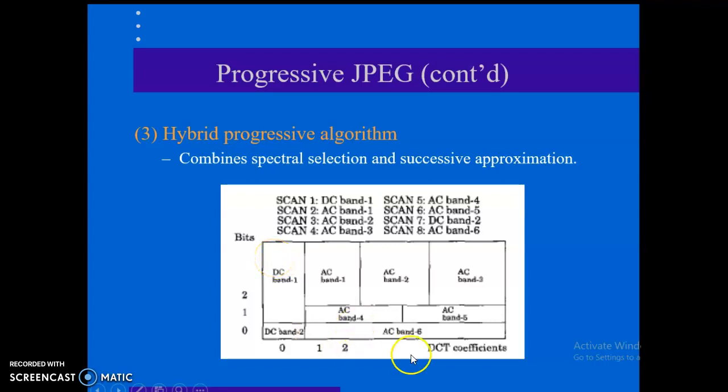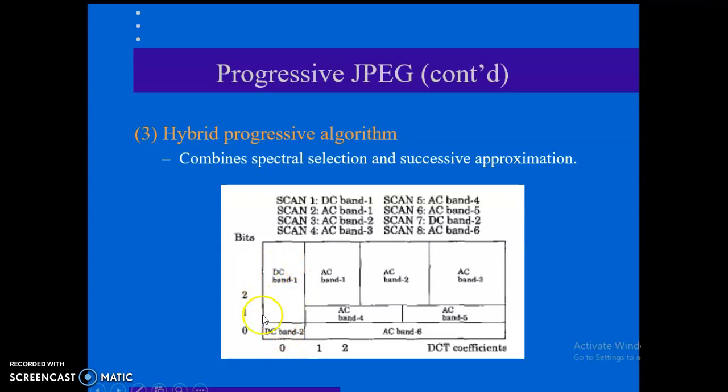Here, in x direction DCT coefficients 0, 1, 2. In y direction 0, 1, 2 bits.